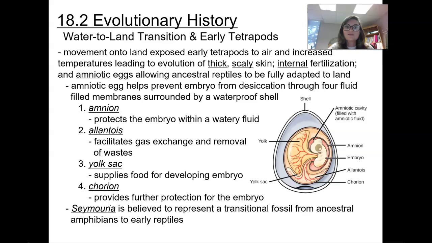We have the allantois, which is going to facilitate gas exchange and removal of waste. We have the yolk sac, which is going to supply food for that developing embryo. And we have the chorion, that's going to provide further protection for that embryo. Seymouria is believed to represent a transitional fossil from ancestral amphibians to early reptiles.